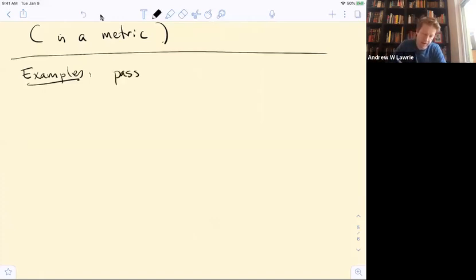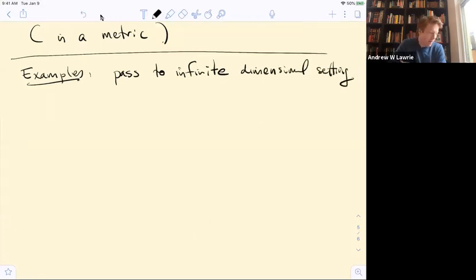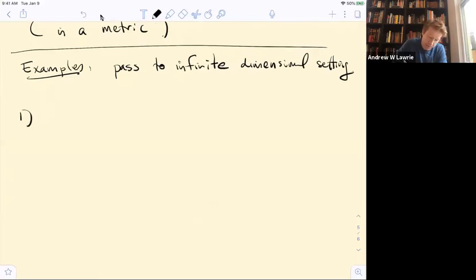So we can pass to the infinite dimensional setting. The previous two examples I gave were finite dimensional vector spaces, but this is an analysis class, so we won't be limiting ourselves to those, unfortunately. Passing to the infinite dimensional setting, the first example is called little L2 of Z, so a lowercase L2.